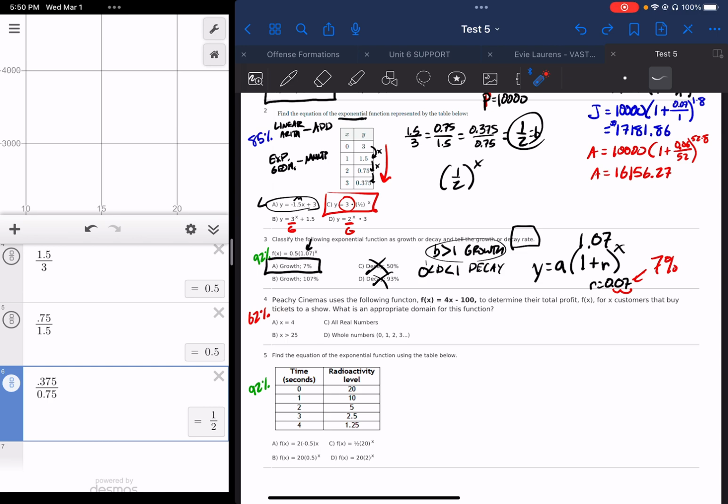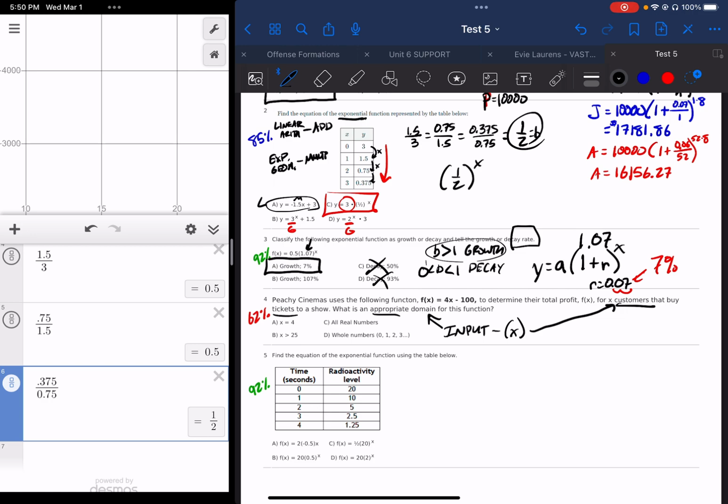What is an appropriate domain for this function? And again, we're talking about domain, and domain is inputs, right? What are the possible input values? Appropriate means given the context, and input values are usually x values. So we're talking about the number of customers that can buy tickets to a show.